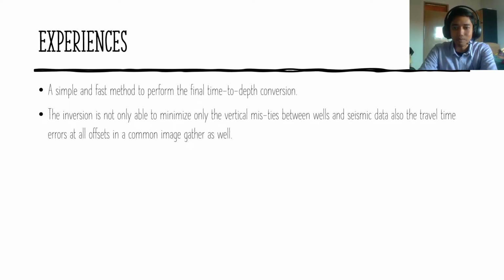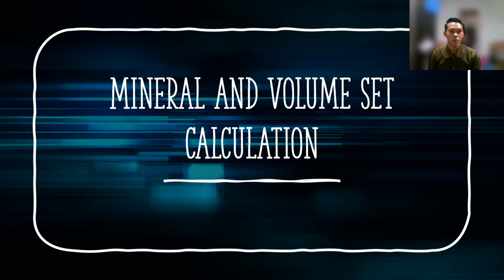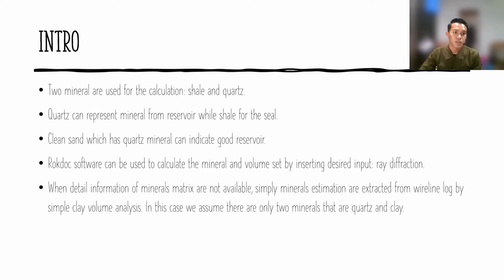Thank you. Hello, my name is Muhammad Hamirul and I will talk about the mineral and volume set calculation. For the intro, there are two minerals that are used for this calculation, which are the shale and quartz. Quartz can represent the mineral from the reservoir, while the shale is for the seal. Thin sand, which has the quartz mineral, can indicate that it's a good reservoir.